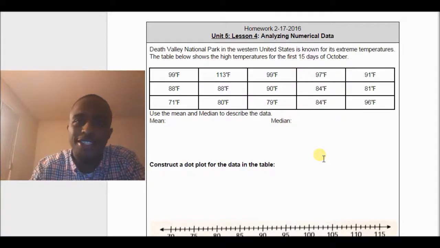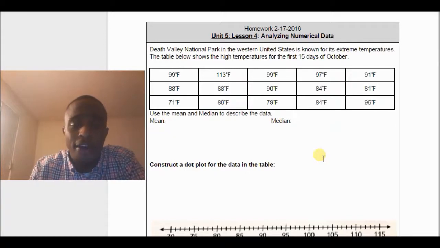Good evening, students. This is Unit 5, Lesson 4, and we're going to be talking about analyzing numerical data.